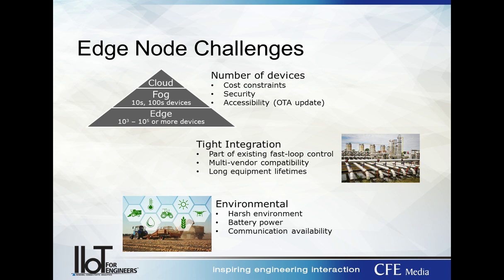Similarly, those edge devices generally are part of an existing fast loop control system. And that fast loop control system might be something that has already been there 15 years. These types of industrial systems have very long lifetimes. And to come in and say, oh, I can give you a really cool, fancy IoT system if you just replace all these pumps and all these valves and all these meters in your refinery with these fancy new meters, that would be a short meeting with a customer.